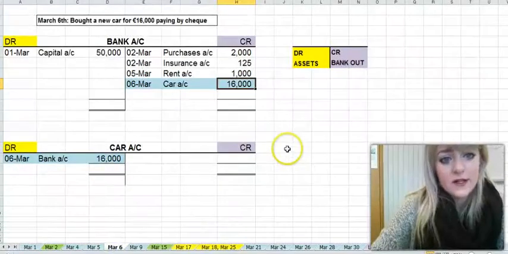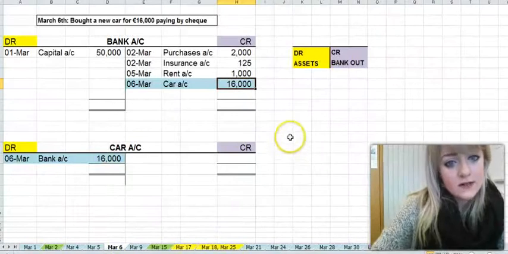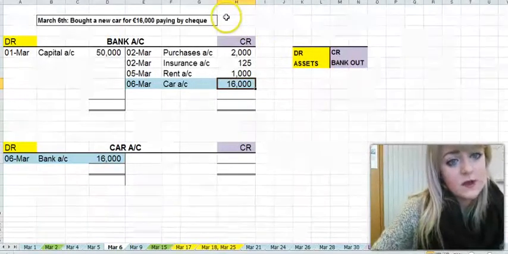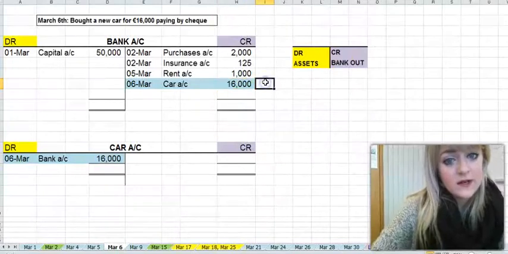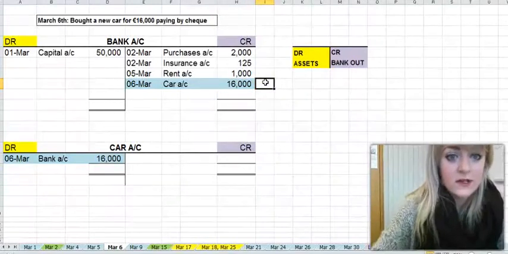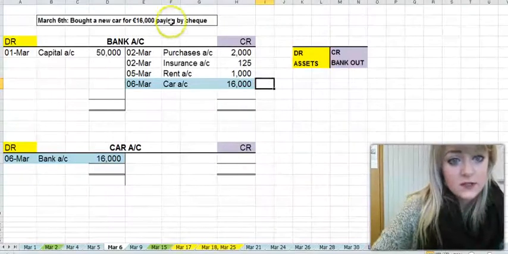So on the 6th of March then, Kate bought a new car for €16,000 paying by cheque. So she's bought a new car. This car is going to have a useful life. She's going to have it for a while. It's not like rent. It's not like she's going to have nothing from it. It's not dead money as such. She's going to have it. It's an asset to her. So she's paid for it by cheque.